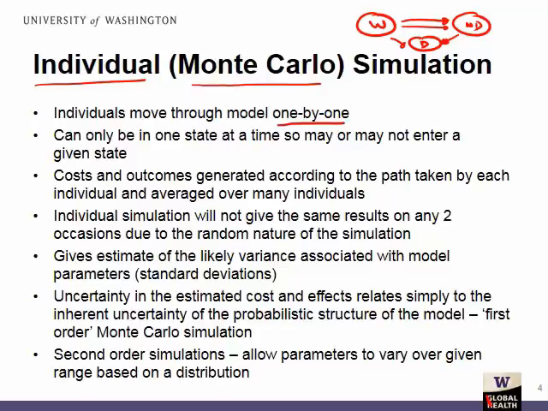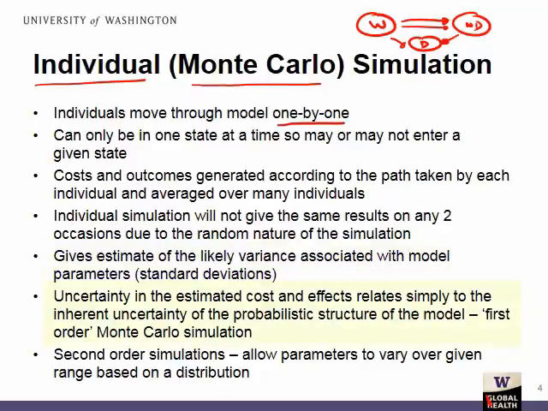This is different from cohort simulation, in which you move proportions of people and distribute them between the states. In Monte Carlo simulation, an individual can only be in a single state at a time. The costs and outcomes are generated according to the path taken by a given individual and then averaged over maybe 1,000 individuals. No two runs of the model give you the same results. It always gives different results, and this is due to the random nature of the simulation. This kind of analysis also gives an estimate of the likely variance associated with the model, and you can essentially estimate standard deviations.